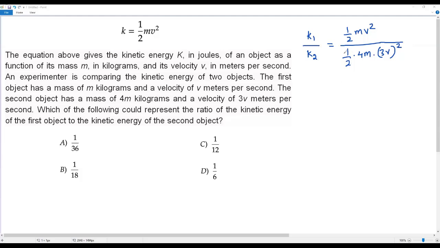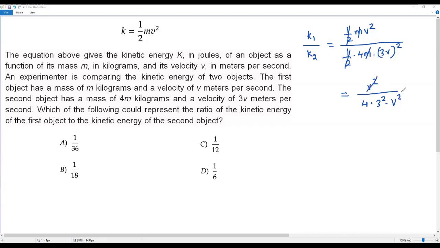because 3v represents the velocity of the second object. Okay, now we have to simplify this one. This 1/2 and 1/2 can be cancelled, and also this m and m can be cancelled. Now we have v squared in the numerator. In the denominator, we have 4 times 3v squared. Here 3 and v are multiplied and we have the common exponent. Whenever two terms are multiplied and we have a common exponent, the exponent can be distributed to each term. So then I'm getting 3 squared times v squared.